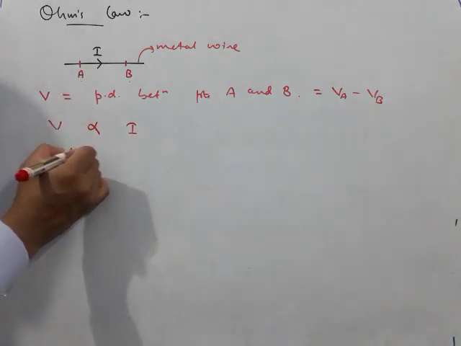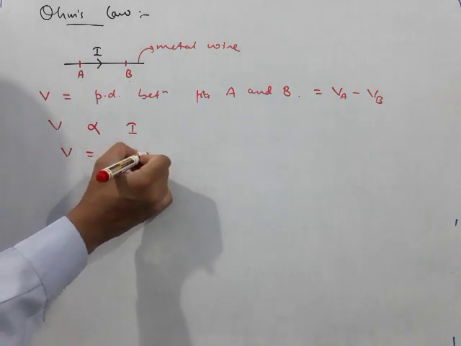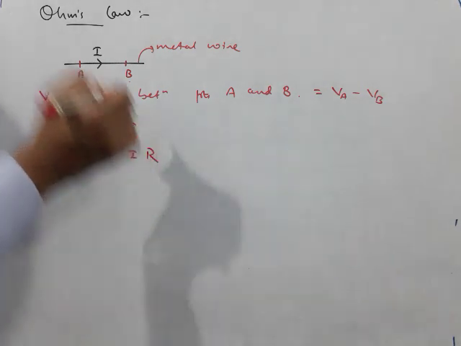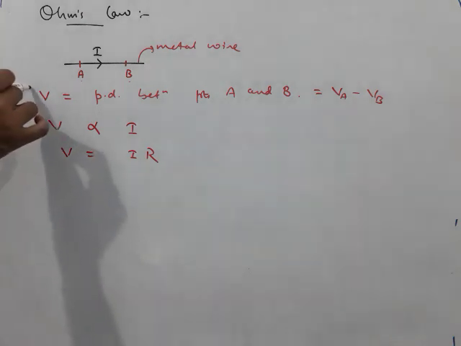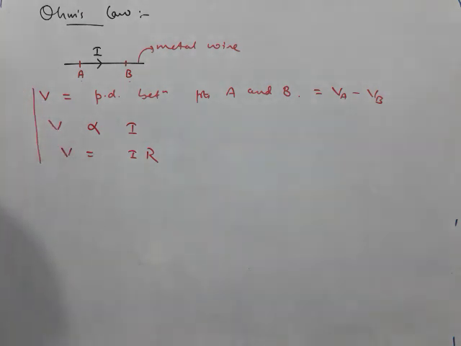And therefore we write V is equal to I times some constant. That constant, we write it as R, and R we call resistance. Now there is some doubt amongst the students in this particular treatment of Ohm's law. Statements of Ohm's law, I know you have written in your notebook. Please have a thorough revision of that.